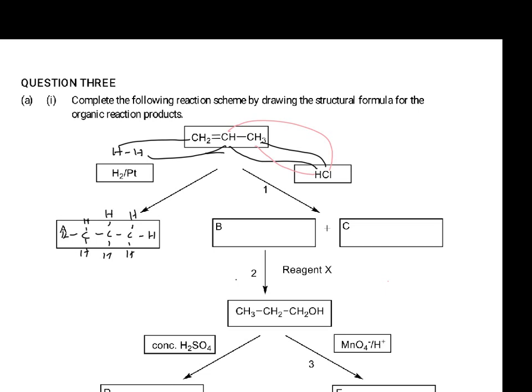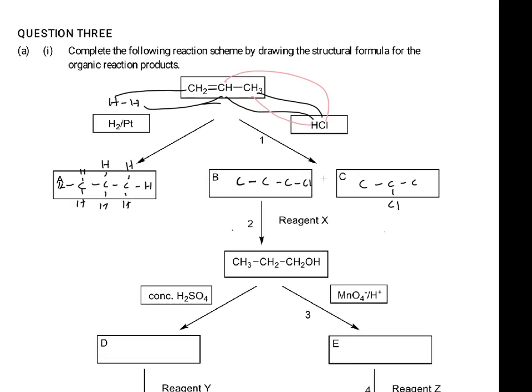Now, the way to work out which one is B and which one is C, is if you look at this chemical here, you can see that the alcohol is on the end carbon. Therefore, B must have the chlorine on the end carbon. Okay, if you put the chlorine on the middle carbon, there's no way that you could then suddenly swap in an OH on the end carbon. And that makes this one here, chlorine on the middle carbon.